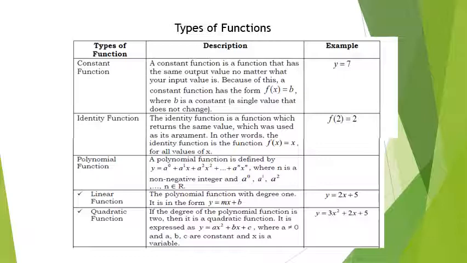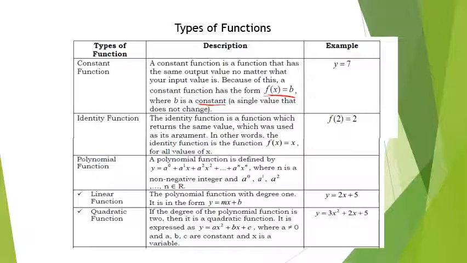Types of functions. First one is constant function. A constant function is a function that has the same output value no matter what your input value is. Because of this, a constant function has the form f of x is equal to b, where b is a constant, a single value that does not change. For example, y equals 7.